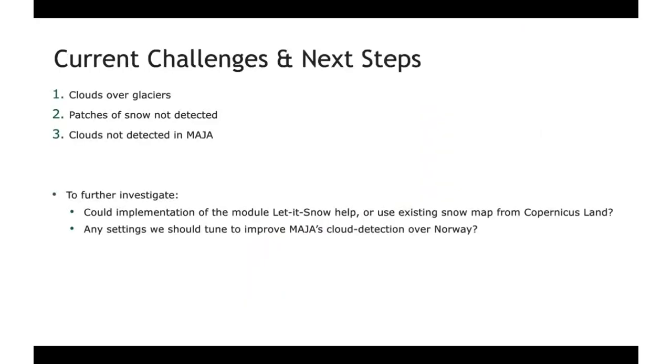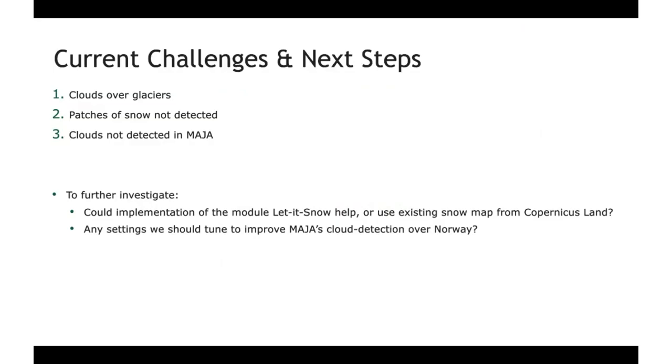We have some challenges, and one of them is clouds over glaciers, which we get every year. Also, patches of snow are not detected year by year, and every now and then we have some clouds that are completely covering our level 3A product.